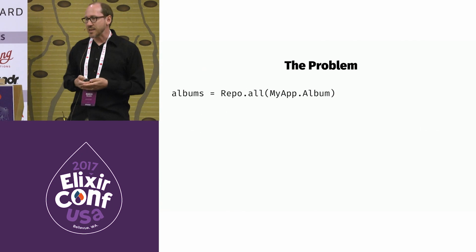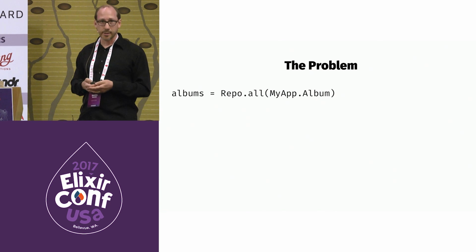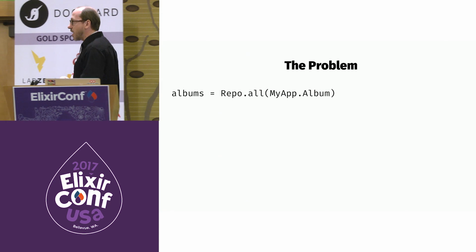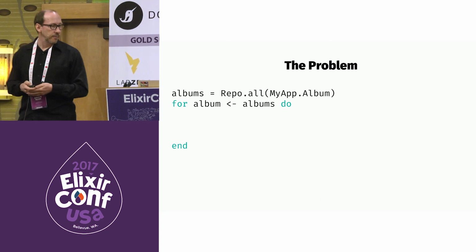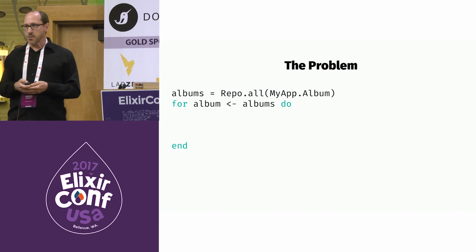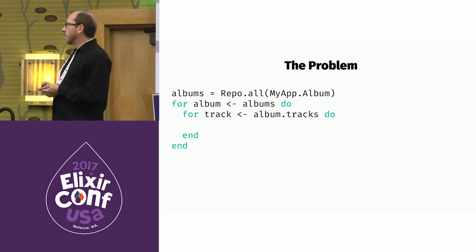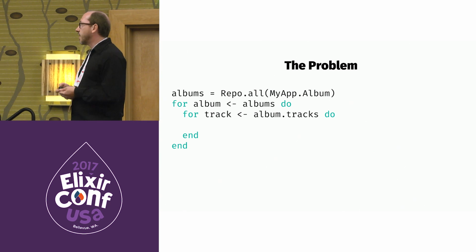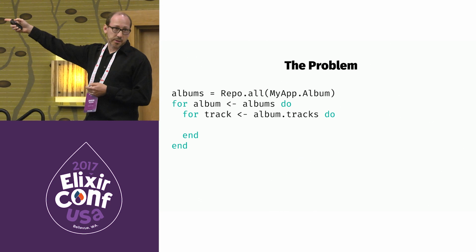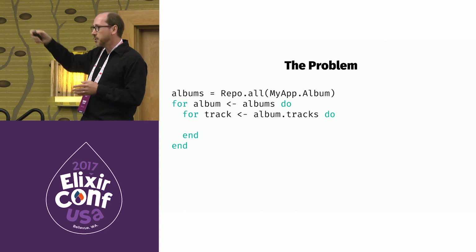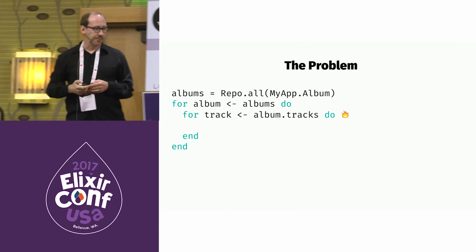It saves you some typing, but there's a problem. And it goes a little something like this. Let's say we grab a whole bunch of albums, everything in our database, and we want to iterate through them one by one. And now we want to iterate through the tracks of each album. Let's assume for a moment this worked. In Ecto, this won't work, but we'll assume for a moment that it did.